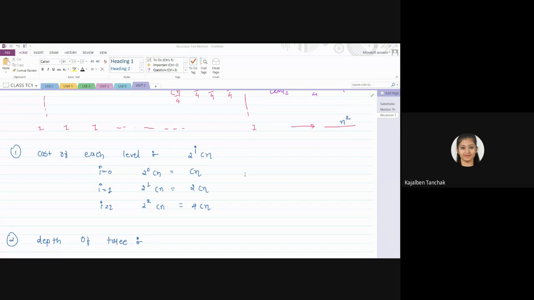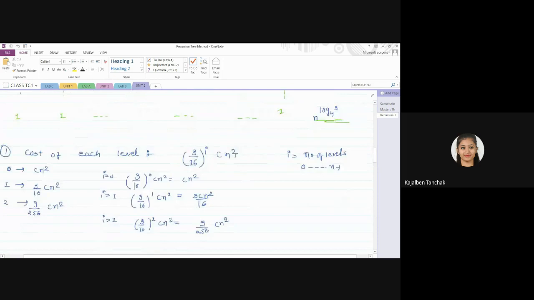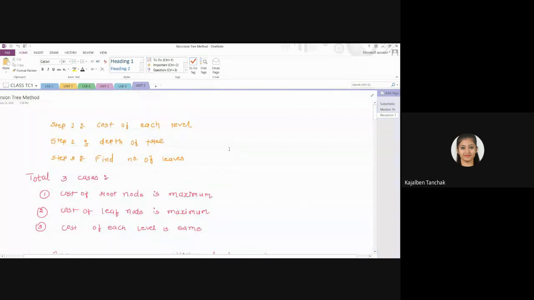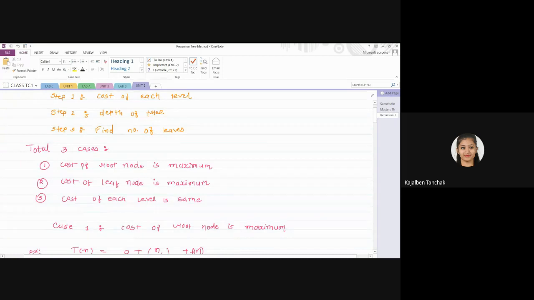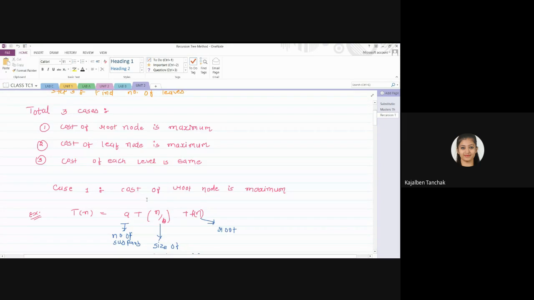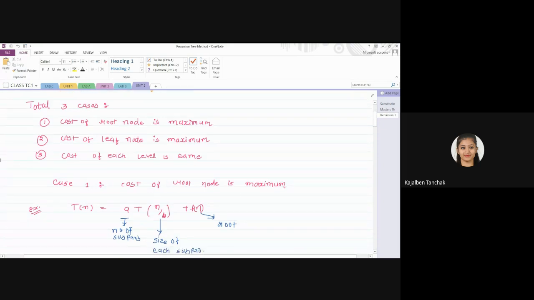Okay, so in the previous session, I guess we started with the method. So what are the steps? Step one, you have to find the cost of each level. Step two, the depth of the tree, and step three, find the number of leaves at the last level. Total three cases will be there. Case one, cost of root node is maximum. Case two, cost of leaf node is maximum, which is already solved. Right, only case number three is pending: cost of each level is the same, and this case three is most important for your university exam.